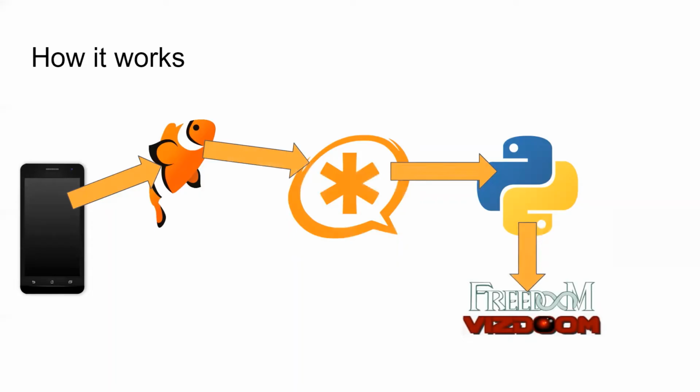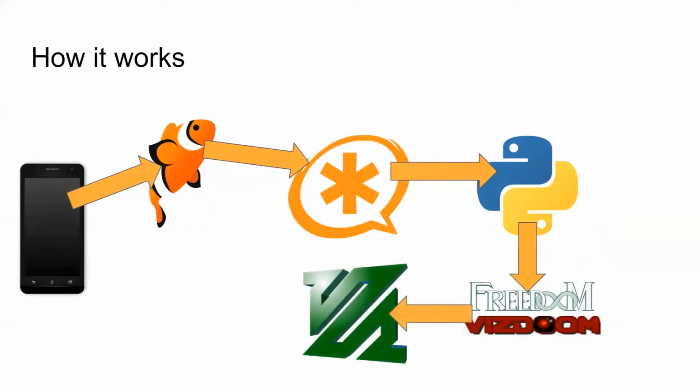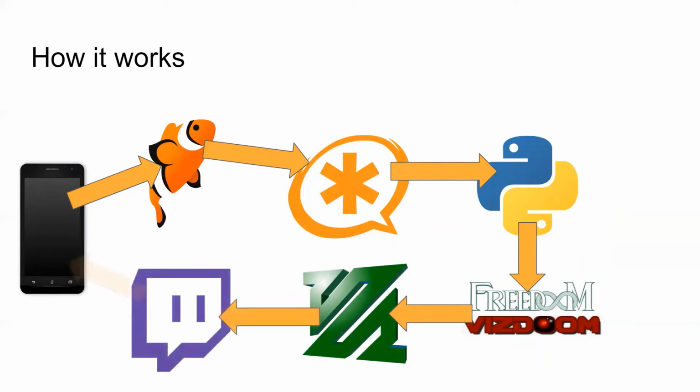I use Freedoom, as I said before, but I specifically use ViZDoom as the Doom engine. ViZDoom is a version of Doom that's designed for machine learning experiments, so you can control it via an API. I then get the screen data from Doom and send it through FFmpeg to encode it, and I then stream it to Twitch, and I can then watch that on my phone.